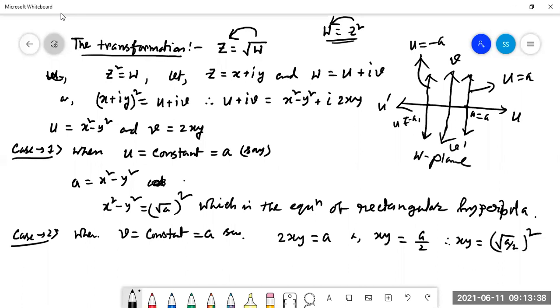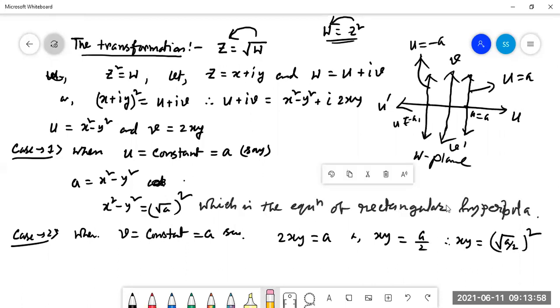Whose equation is this? Actually, previously it was not the rectangular parabola. Which kind of parabola was it? Which kind of parabola was there?